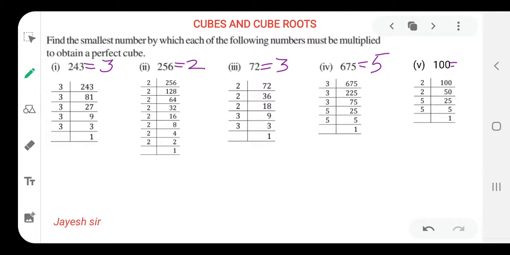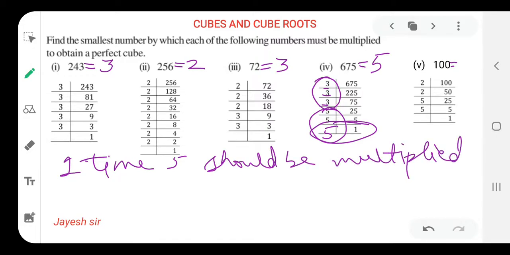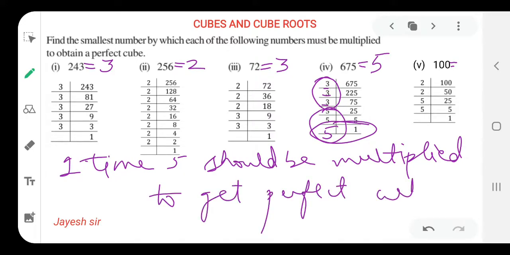We'll solve it. So let us begin with the fourth sum, that is 675. A group of 3 should be made. 1 time 3, 2 times 3, so 3 times 3 is there, one group can be made. 5 is there twice only, 1 5 is missing over here. That means 1 time 5 should be multiplied to get a perfect cube. Yes, friends, I hope you all might be getting it. So this was the easier type of sum, we can say. So now let us begin with the next sum, that is the fifth sum.